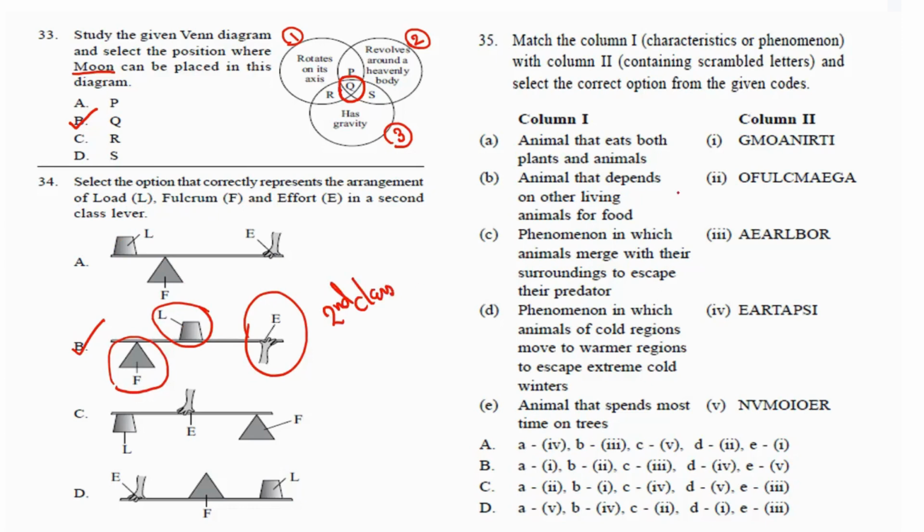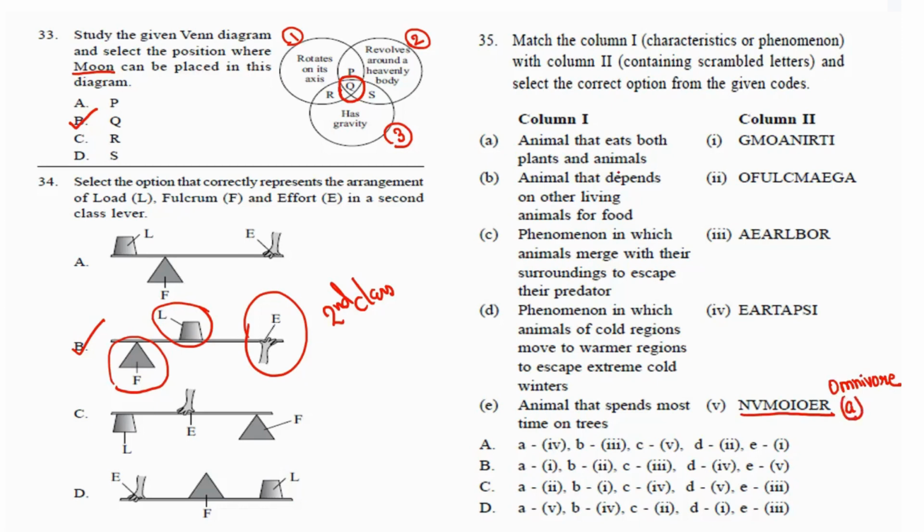Coming to question number 35. In question number 35, we have to match the following. So what we have to match? We have to match the characteristics with the type of animal based on the nutritional habitat. Let's see. The first one says animal that eats both plant and animal. So an animal that eats both plant and animal is what? It is omnivore. So here, if you unscramble option number 5, it is omnivore, right? So A will be omnivore. So this will be A.